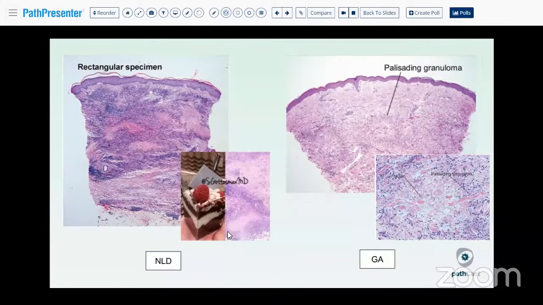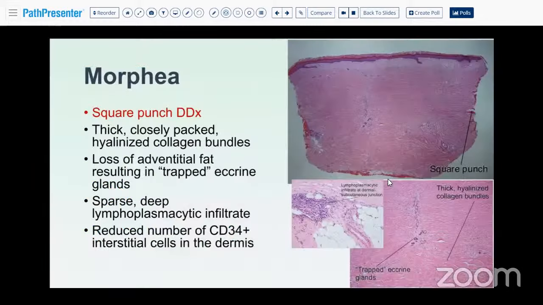NLD versus GA side by side. So square punch, not square punch. Our necrobiosis in a layer cake arrangement versus necrobiosis in a palisading histiocytic array. Blue versus red necrobiosis. Morphea, we have another square punch entity, thick, hyalinized, closely packed collagen bundles.